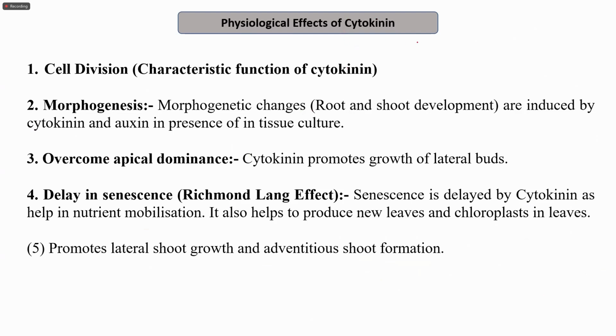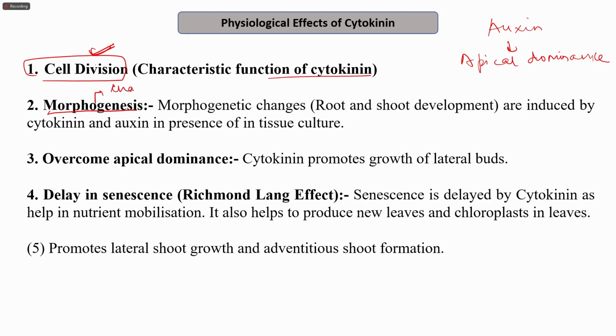So the principal physiological effects of cytokinin involve, firstly, cell division, which is the characteristic function of cytokinin. The characteristic function of auxin was to play a role in phototropism, leading to apical dominance. The characteristic function of cytokinin is cell division. It plays an important role in cell division. Second is morphogenesis, that is, changes in the morphology.